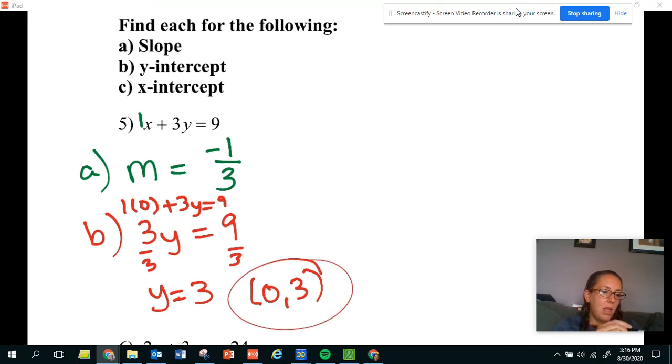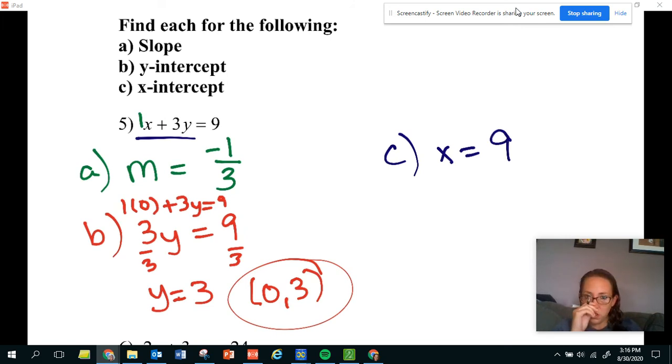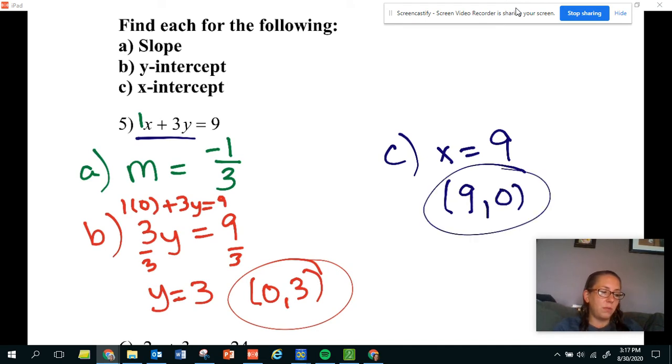Okay. And then finally, for my x-intercept, going back to my equation, I'm just going to plug in 0 for y, which just makes that y term disappear. So it's just poof, gone. So x equals 9. I mean, technically you could divide by 1, but any number divided by 1 is itself. So it is going to be the point (9, 0).